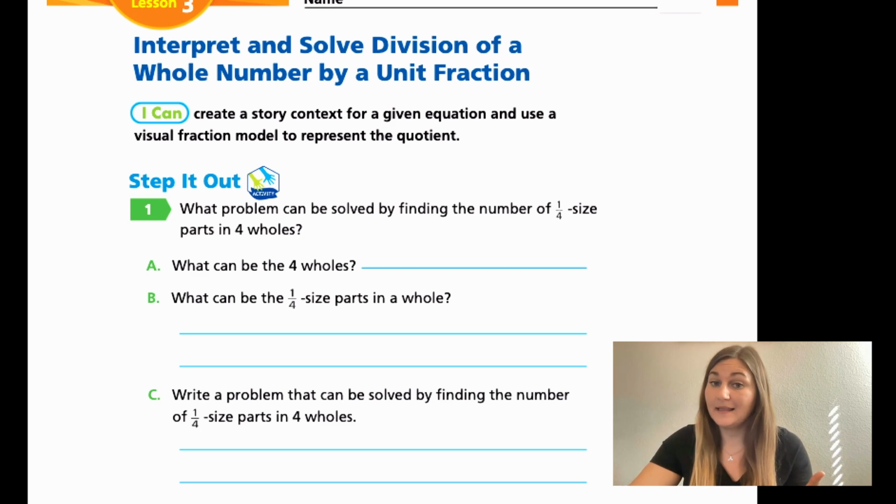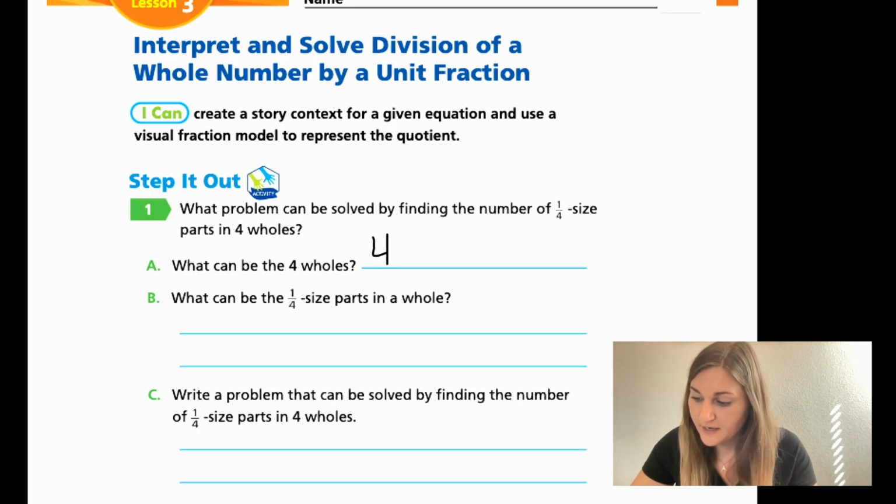You know me, I like food. I especially like bread. So what I decided to do is make my problem about bread. That'll make me real interested in some of this math. So for my 4 wholes, I decided to make that 4 loaves of bread. So for A, it says, what can be the 4 wholes? I decided to make it 4 loaves of bread.